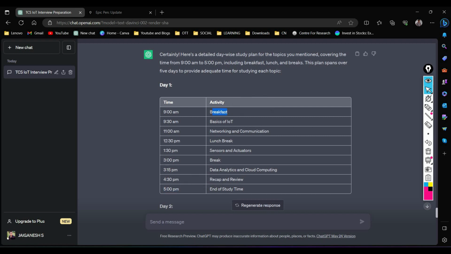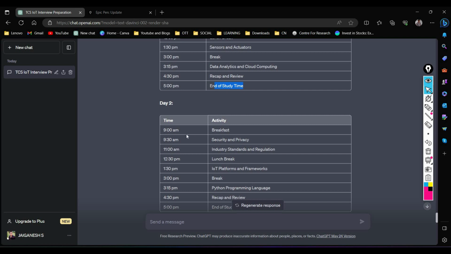I can have breakfast, and at 9:30 I will have to prepare for basics of IoT, and at 11 a.m. I can start preparing for networking and communication, and at 12:30 I can have my lunch break, and at 1:30 p.m. I can prepare for sensors and actuators, and again at 3 o'clock I can have a break, and at 3:15 I can start preparing for data analytics and cloud computing, and at 4:30 I can recap and review whatever I have studied, and at 5 p.m. it is the end of study time. But it necessarily need not be the end of study time here. If you are interested and very serious about it, you can always extend it.